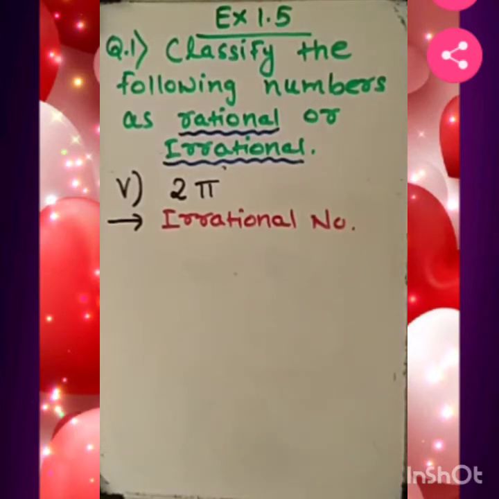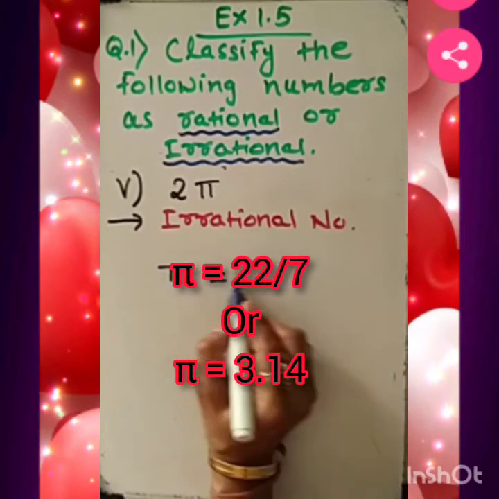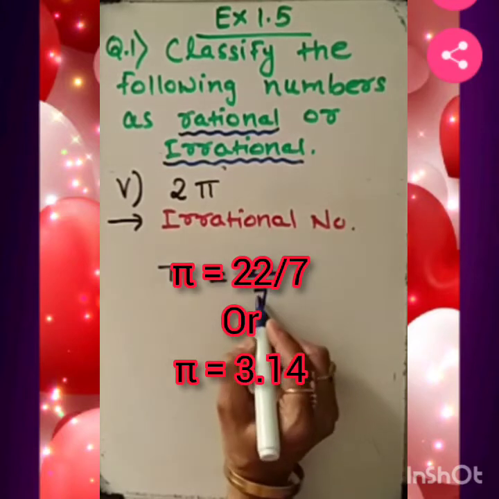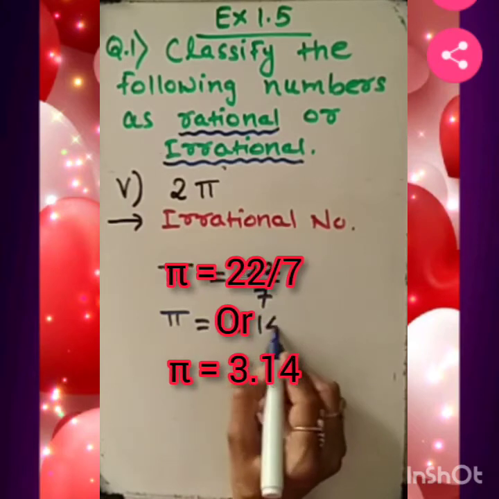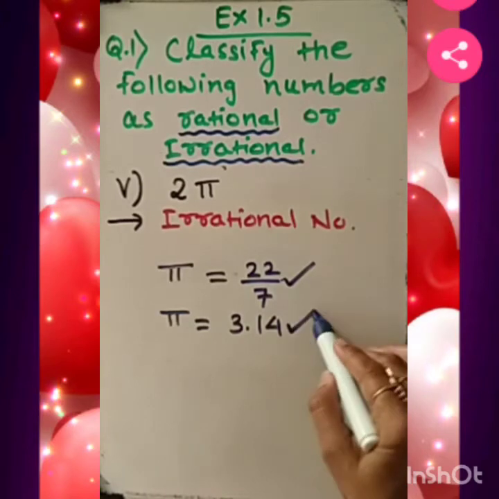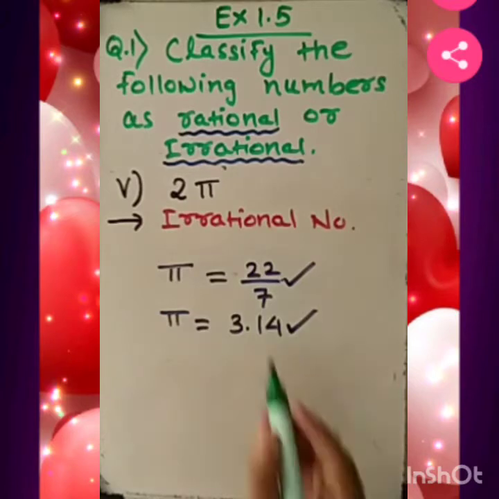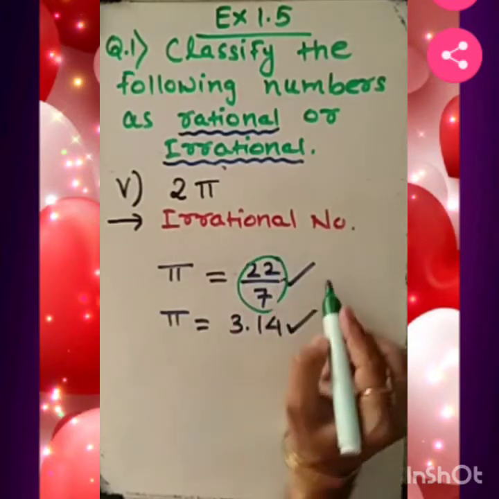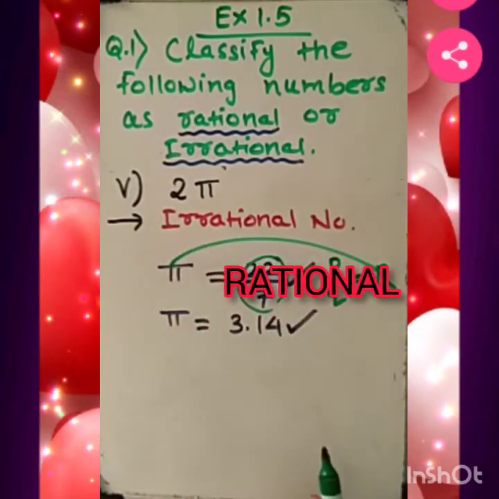As we know, pi is a unique number. Sometimes we calculate its value as 22 by 7, and sometimes we use 3.14. Now if I use this value, then of course it is in p by q form. Then you will say, ma'am, it is in p by q form, so it is a rational number. So according to this, the value of pi should be rational.